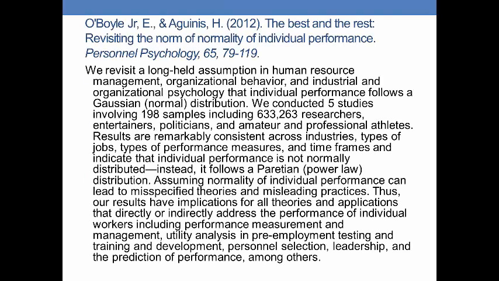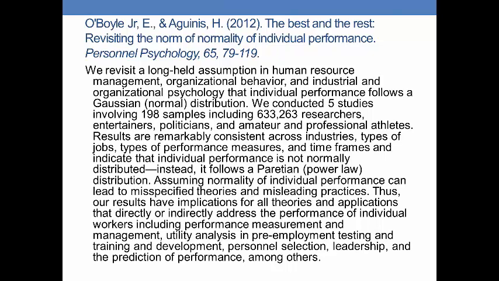Next, a study by O'Boyle and Aguinis, 2012. We revisit a long-held assumption in human resource management, organizational behavior, and industrial and organizational psychology that individual performance follows a Gaussian normal distribution. We conducted 5 studies involving 198 samples, including 633,263 researchers, entertainers, politicians, and amateur and professional athletes. Results are remarkably consistent across industries, types of jobs, types of performance measures, and timeframes, and indicative that individual performance is not normally distributed. Instead, it follows a Paretian power law distribution.